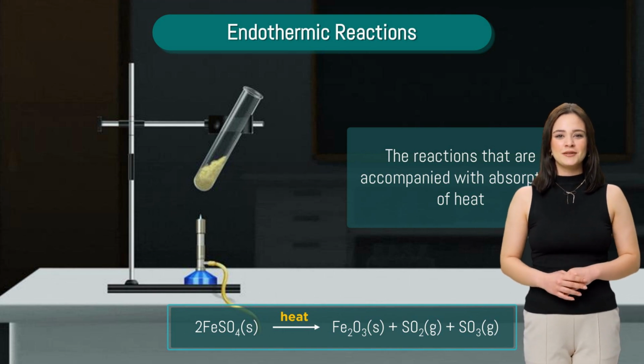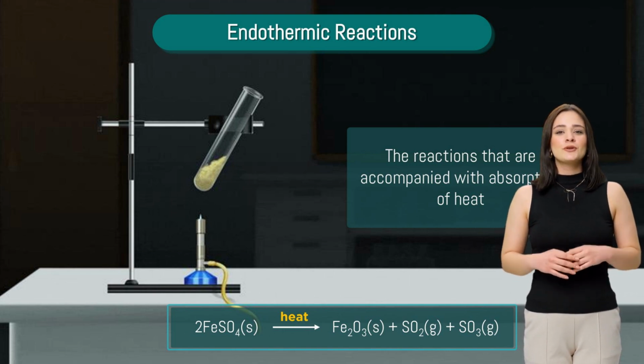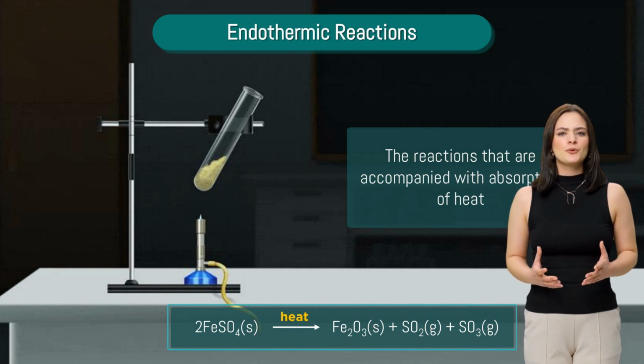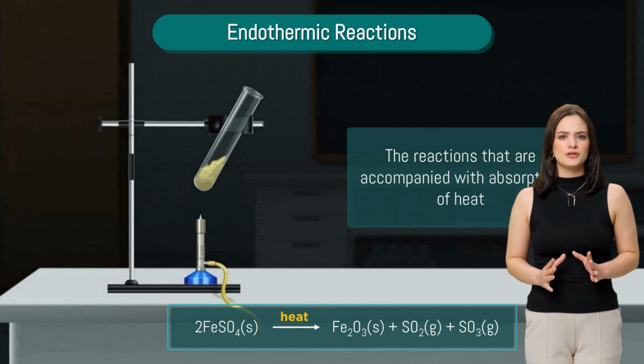I hope you have understood about physical and chemical changes, balancing of chemical reactions, combination reactions, and exothermic and endothermic reactions. Let us summarize on the next slide.